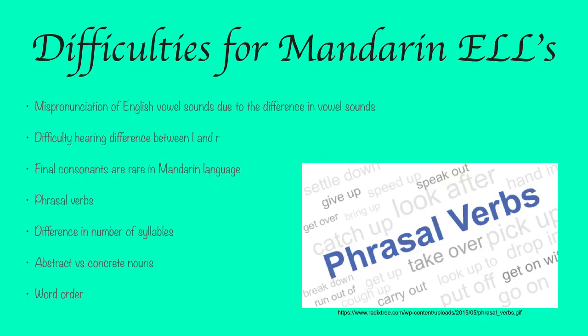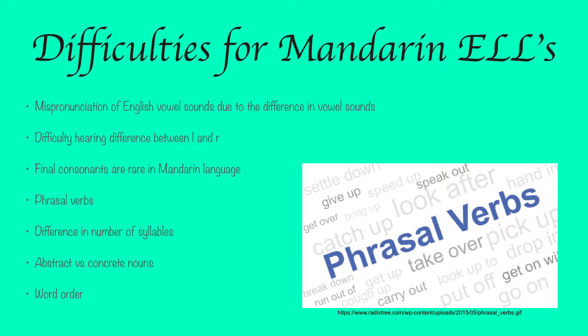Because English has more vowel sounds than the Mandarin language, Mandarin English language learners often mispronounce many of the vowel sounds. Some examples are "sheep" instead of "ship," "eat" instead of "it," and "fool" instead of "full."